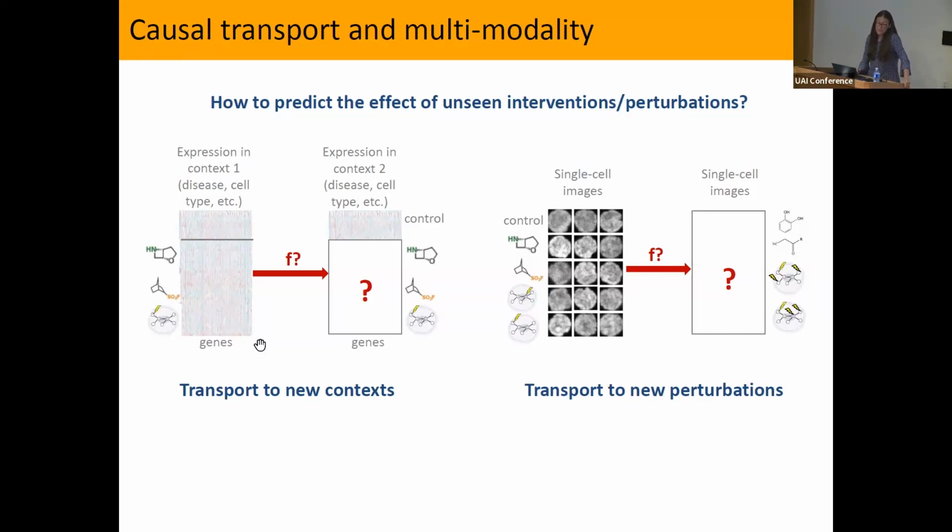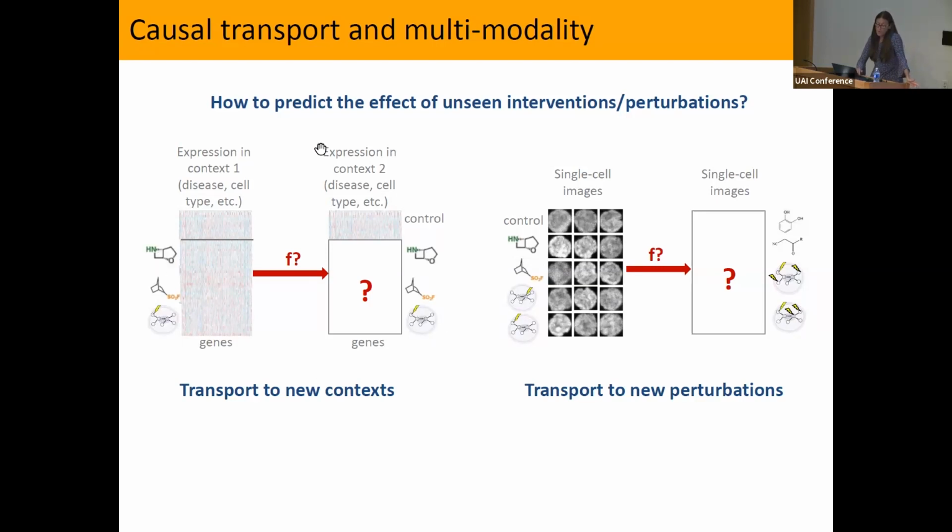Or there is the other transport problem, again underlying a lot of what people are doing in pharma. I have all these different perturbations that were performed in the mouse. Well, what you really care about is what do these perturbations do in the human, okay?